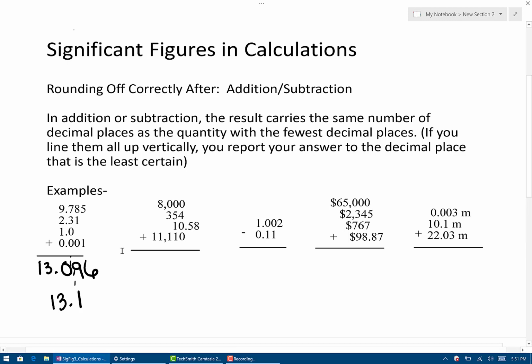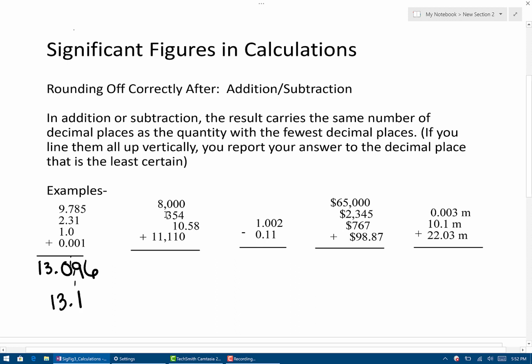Now, what happens if your calculation doesn't all have a decimal place? Another way to say this is that your answer should have the same level of precision as the quantities in your calculation. For instance, this top number, 8,000, well, we don't know if that's 7,945 or 8,012. We know it's 8,000. There's no decimal point here to let us know that these zeros are significant. So we only have precision here to the thousands place.